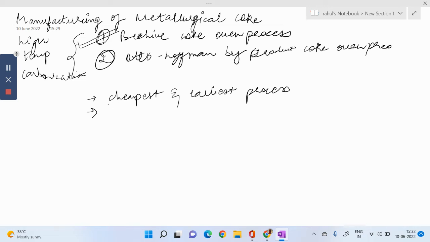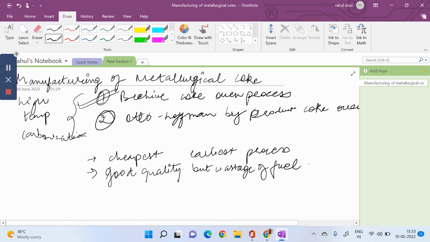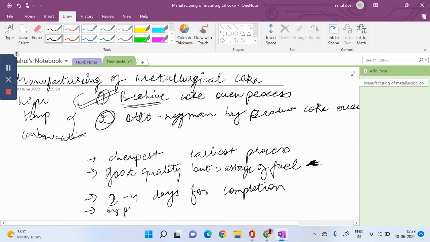Secondly, the coke produced by this process was of good quality, but the quantity is very low and also the wastage of fuel was very high. So you can mark it as a disadvantage that it caused a lot of waste. One more point, the overall process took 3 to 4 days for completion. And one more point, the byproducts, which are leftover products after the carbonization, cannot be recovered. You can make note of all these points for your last minute preparation.